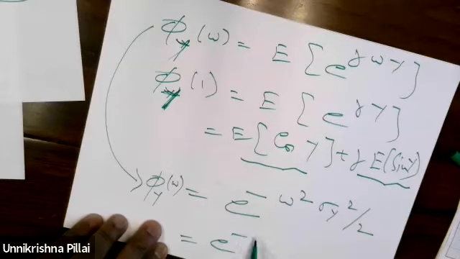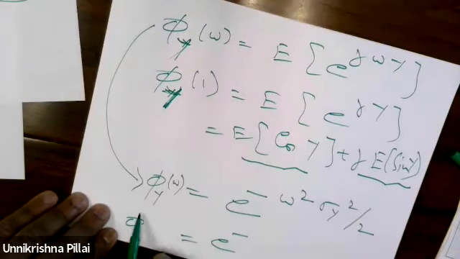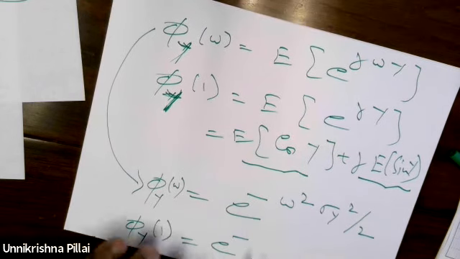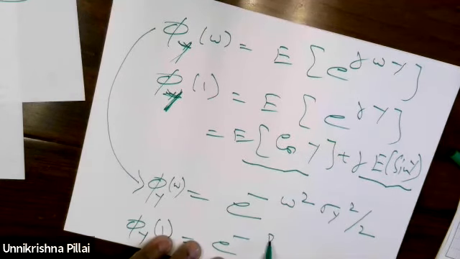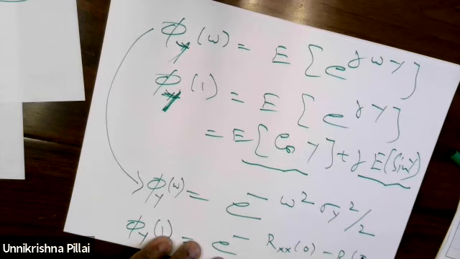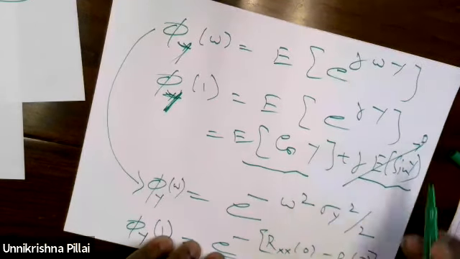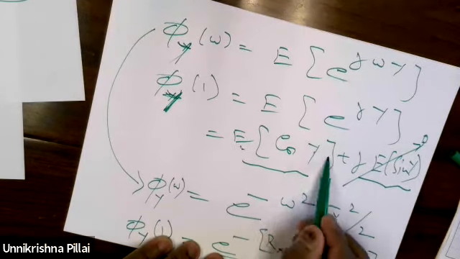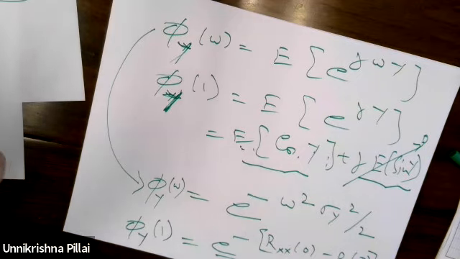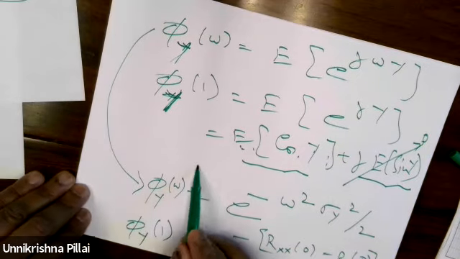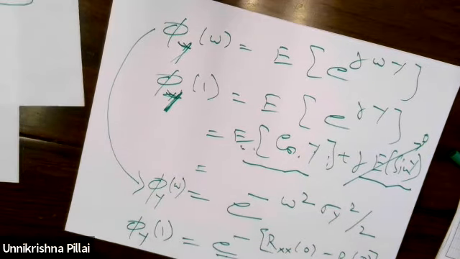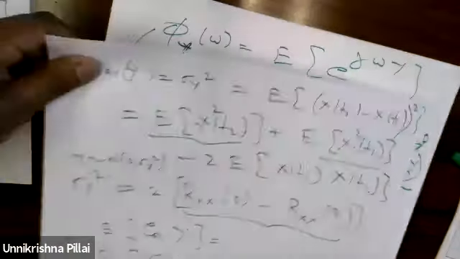What is the characteristic function of a Gaussian? E to the minus omega squared sigma squared over 2. Remember, in my case I only need phi y of 1. So omega is 1, and sigma squared by 2 is rxx(0) minus rxx(tau). You are right, this is purely real. So the sine term is 0 because it is odd, and we get the expected value of cos y. You don't have to do any job, you just got the answer. It's all equal to this. So we solved this one.